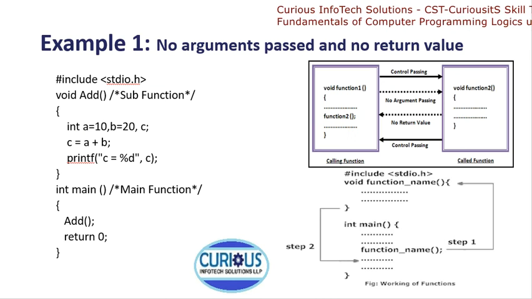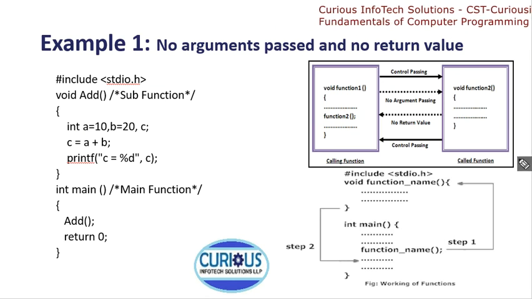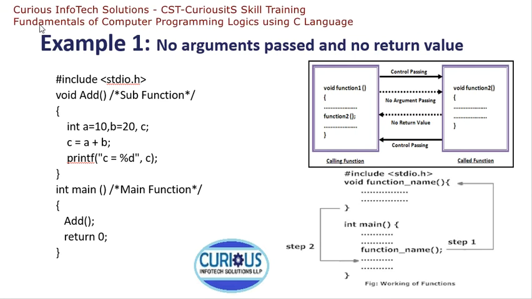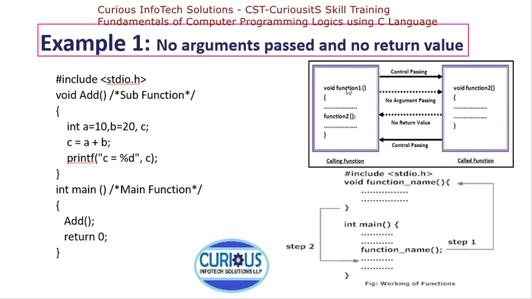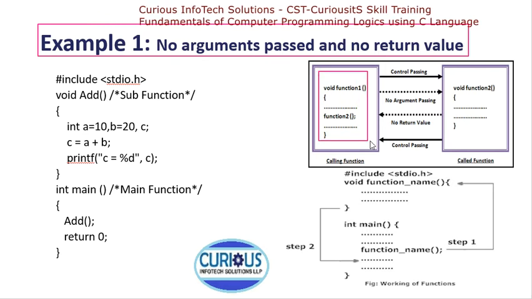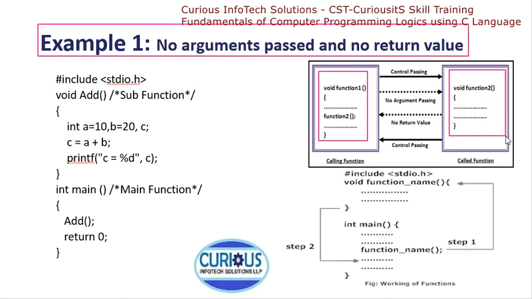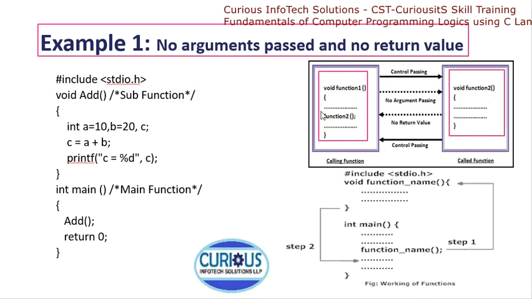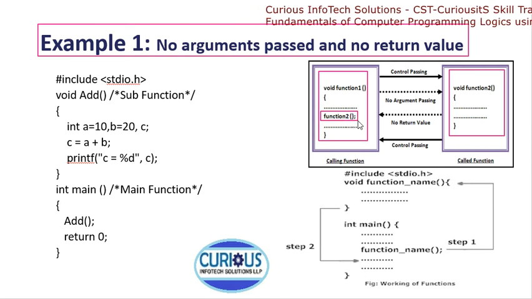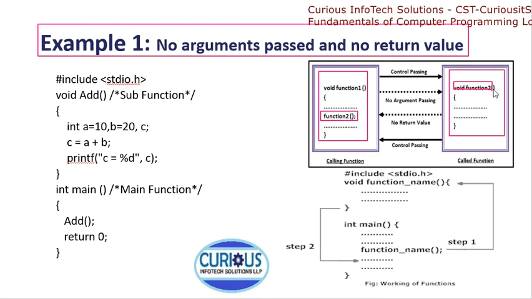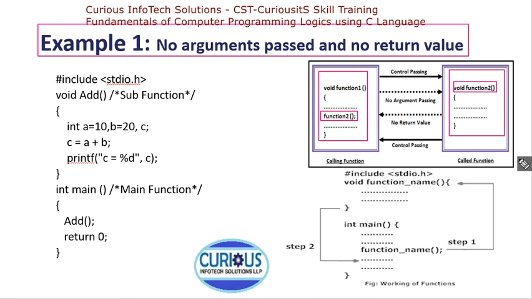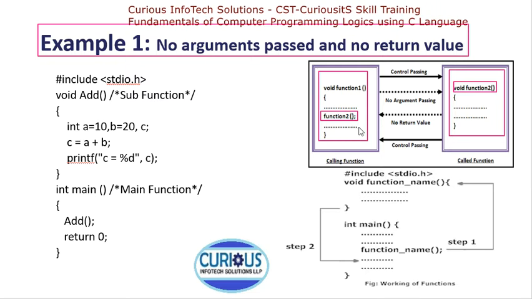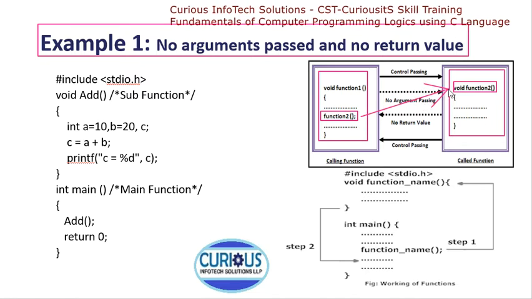Now, the first category is no argument and no return value. Let's say I have this function. This is the first function and this is your second function. In the first function, we are calling function 2. So this is the calling statement and this is the called statement. This is the called function. You are calling from this F2 to this one. Here this is your calling, and this is your calling.